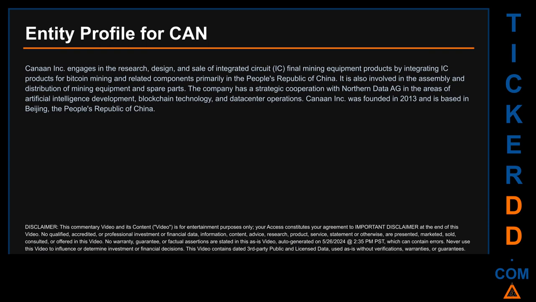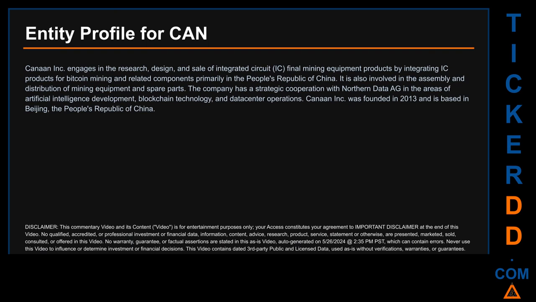Hello. My name is Carl. I searched the public web to find information about the company that is behind this ticker. Here's what I found. Canaan Inc. engages in the research, design, and sale of integrated circuit (IC) final mining equipment products by integrating IC products for Bitcoin mining and related components primarily in the People's Republic of China. It is also involved in the assembly and distribution of mining equipment and spare parts.